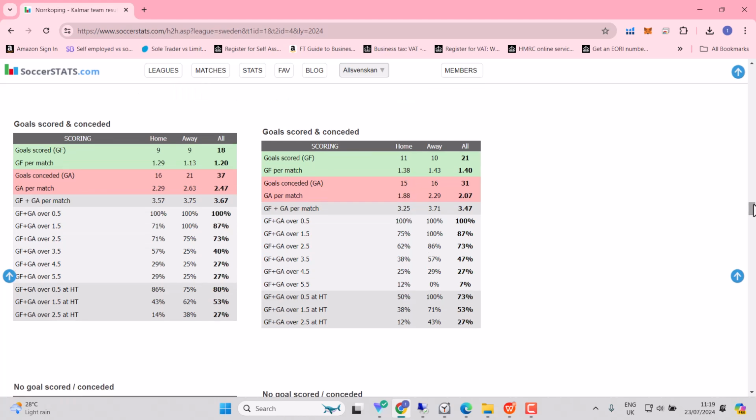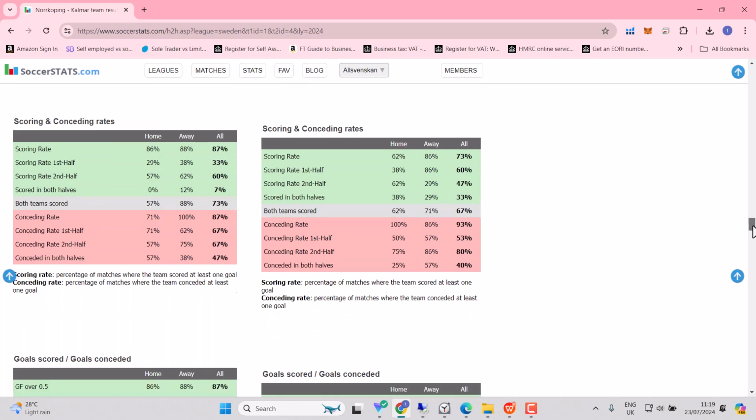Scoring and conceding. I like to use this one, and you'll find this interesting, for over 2.5 goals. The main pattern. 100% over 0.5, so if the match is 0-0 late on, you should be expecting a goal. 100% over 0.5 means there's no 0-0s this season.